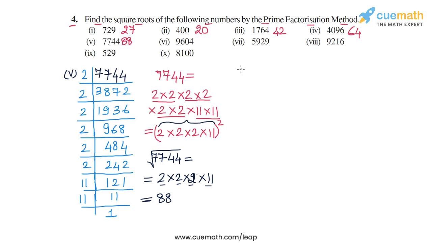Now in part 6, let's do part 6. In part 6 the number is 9604 and this is an even number. So we can start dividing by 2. So we divide by 2 and that gives us 4802. Still even, so we divide by 2 again. So this gives us 2401.